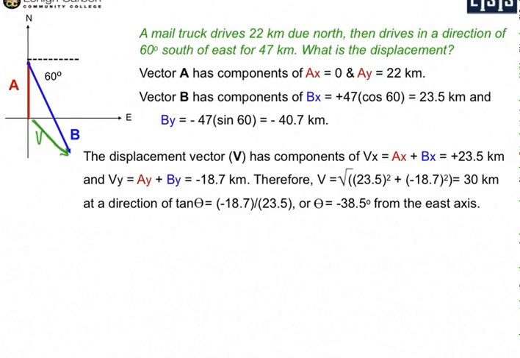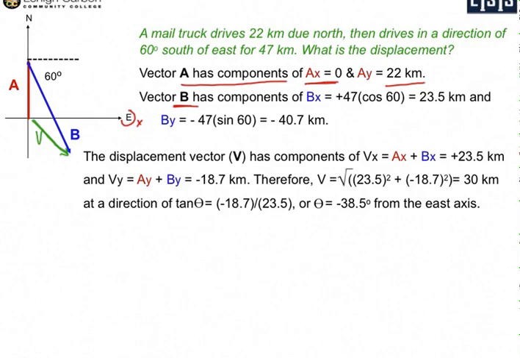So when we look at the first step in our trip, our A, because it was directly north, doesn't have any distance in the x direction, or in this case east. This is your x direction. But it does go 22 kilometers in your y direction. So for vector A, because it was in the direction of our axis, it wasn't too hard to calculate the components. However, when we get to vector B, we're now dealing with an angle other than the x or y axis.